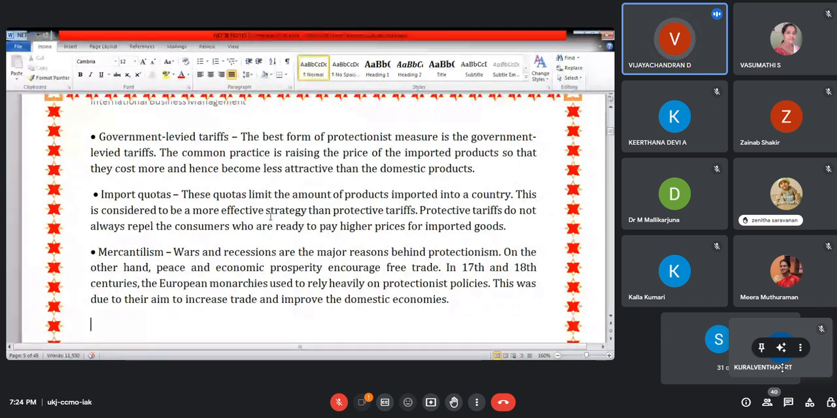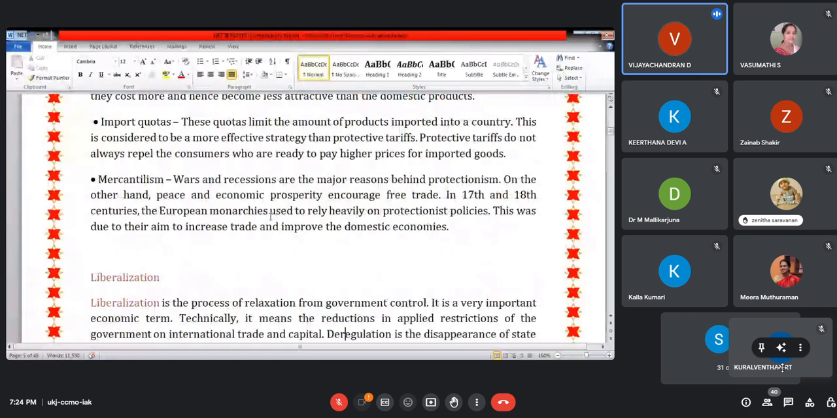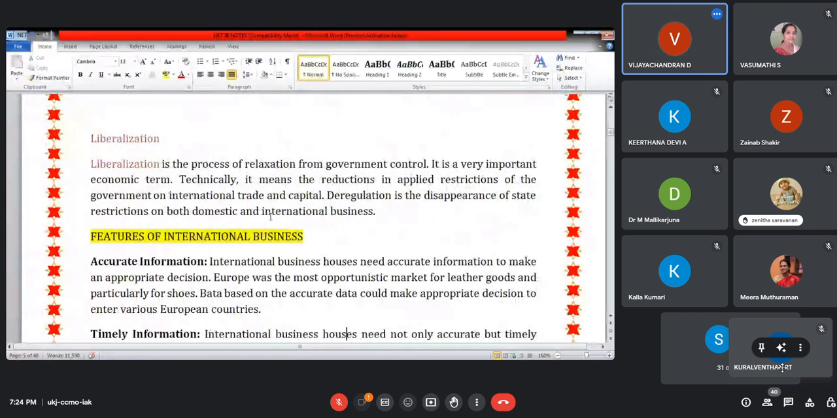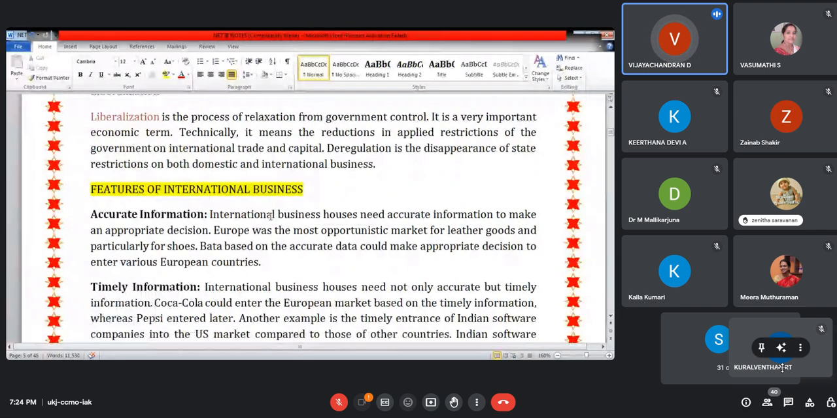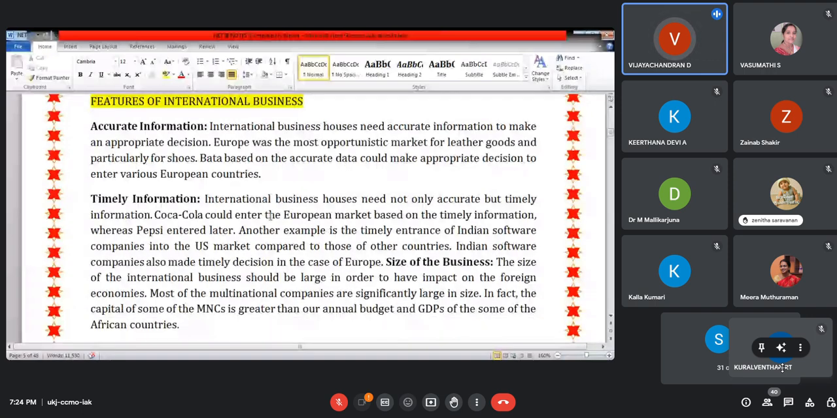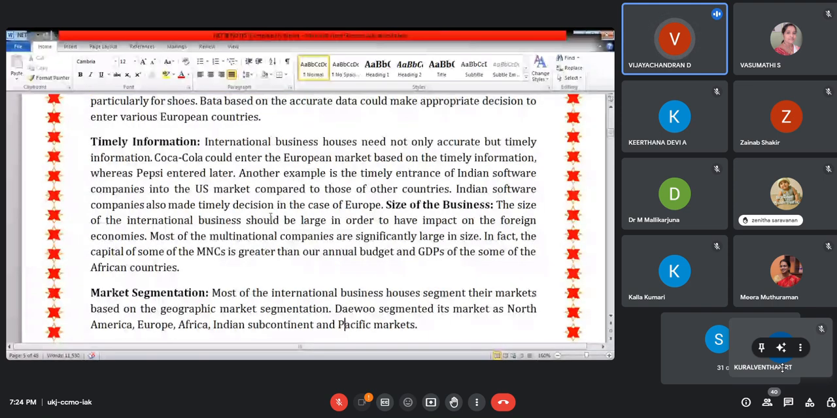So what is this mercantilism? Wars and recessions are the major reasons behind protectionism. On the other hand, economic prosperity encourages free trade, liberalization. Okay. What are the features of international trade? The company needs accurate information in order to trade their product. The information should be timely. That is very important. And you have to fix the size of the business.